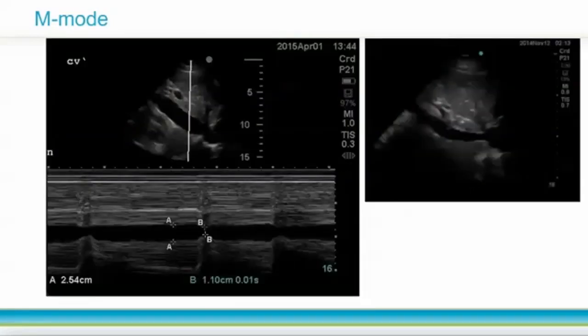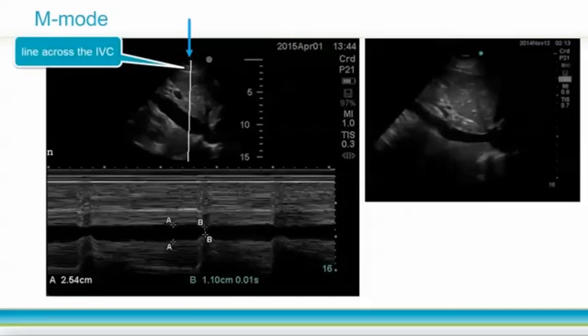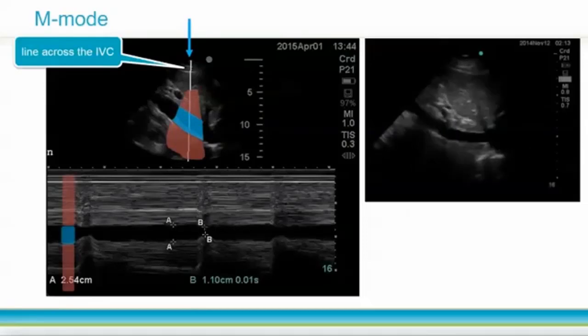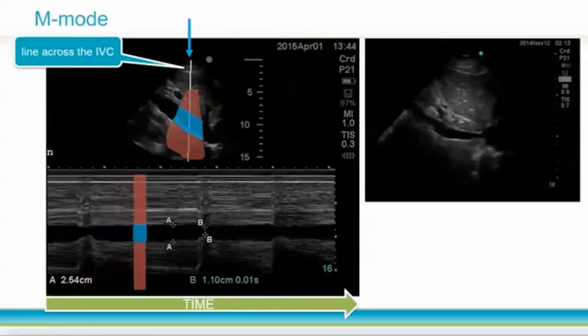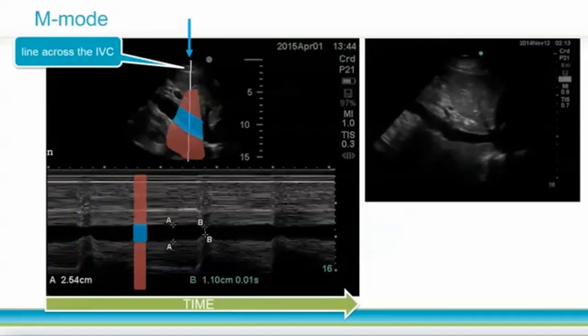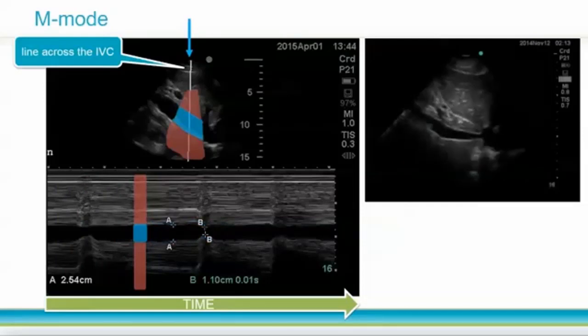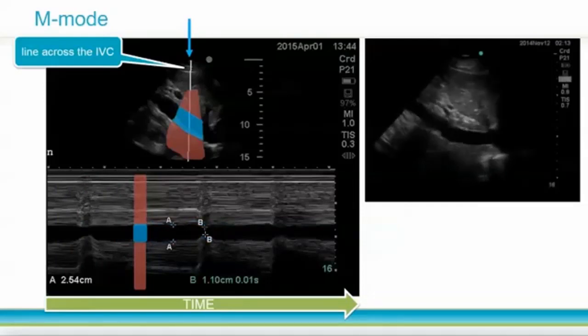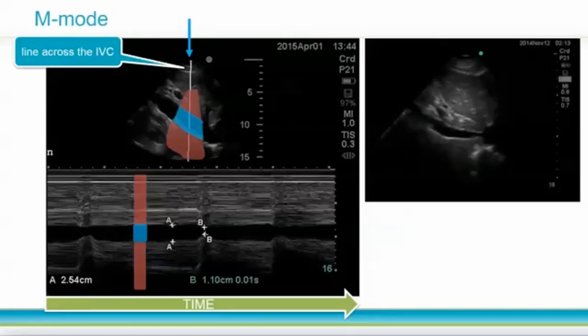In M mode, we see the previous image at the top of the screen. We've drawn a line across the IVC just proximal to where it enters the right atrium. This isn't a perfect shot, as we aren't quite perpendicular to the vessel, but it conveys the idea. Again, we see the IVC, surrounded by liver. At the bottom of the screen, we see the same structures that this line crosses, and we can watch them move over time. As we saw in the video, the vessel walls move closer and farther apart as the patient breathes, and we can measure the distance between the walls of the vessel with calipers. Note the A marks are much further apart than the B marks.